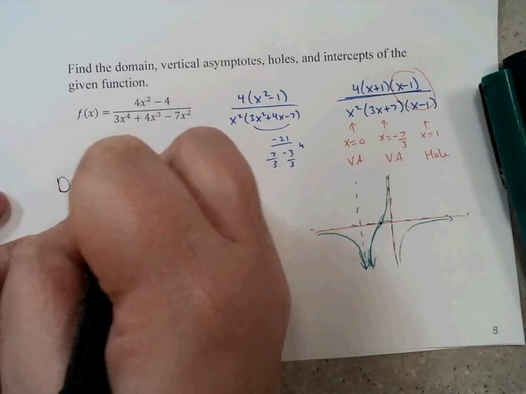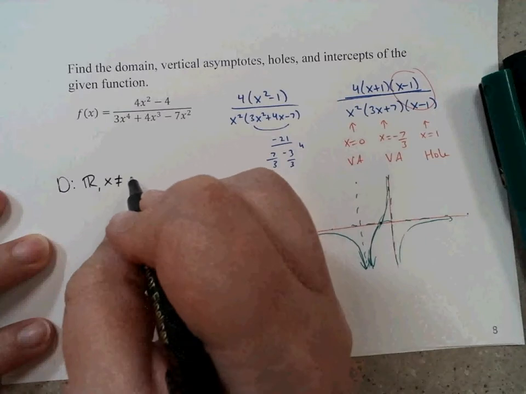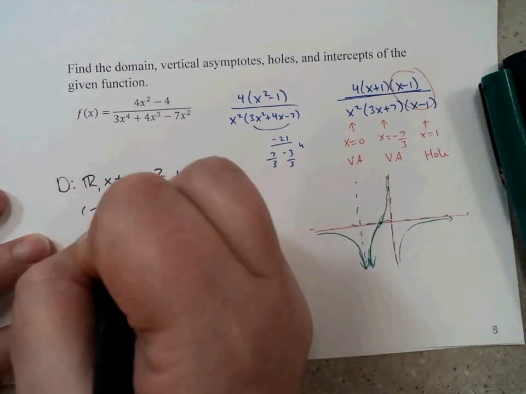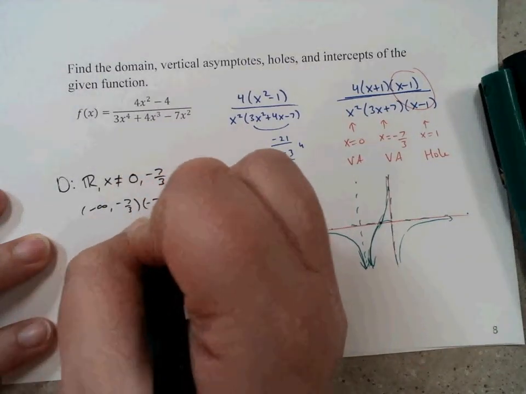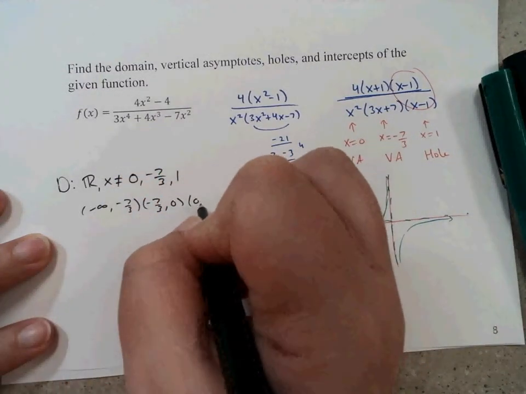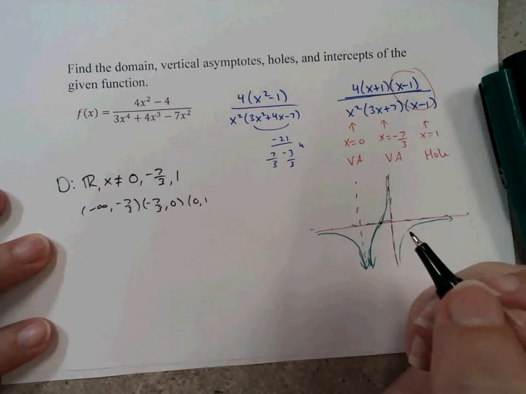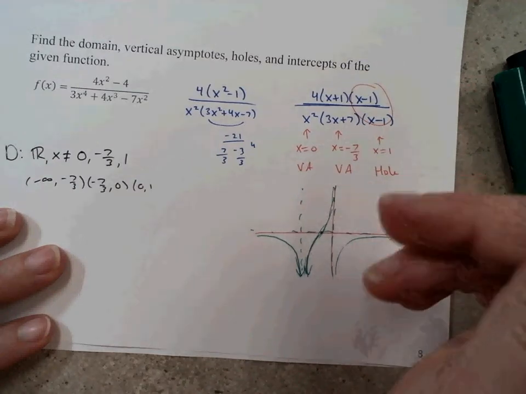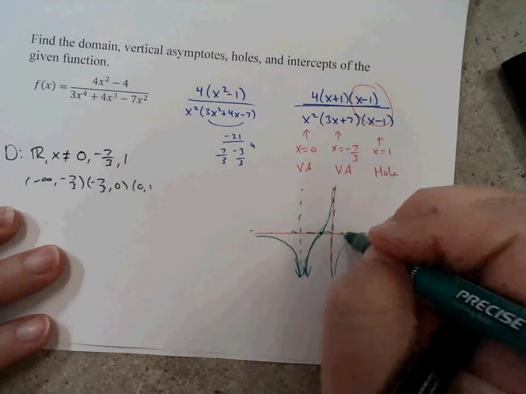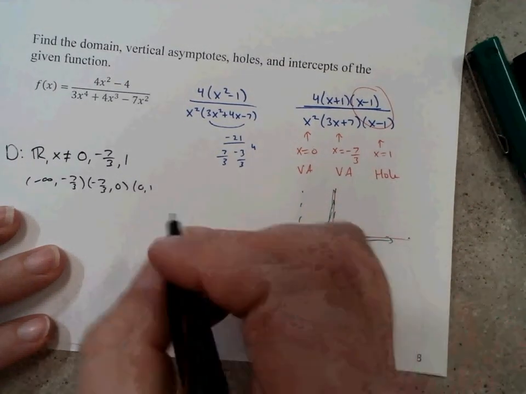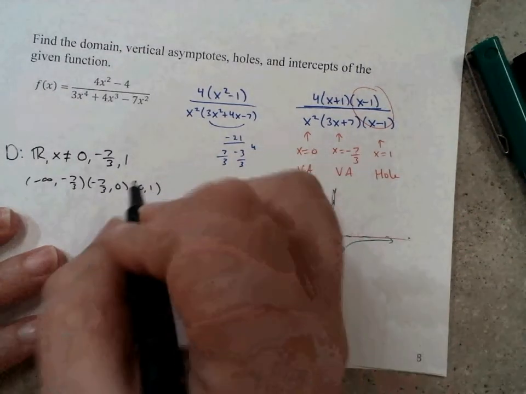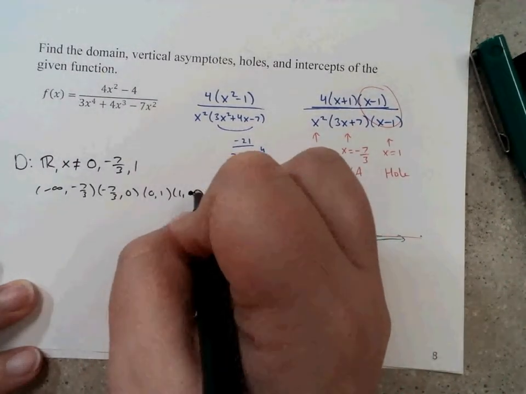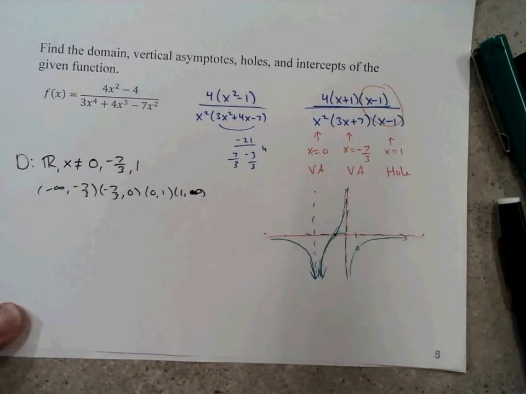Domain. All real numbers except 0, -7/3, and 1, or -infinity to -7/3, -7/3 to 0, 0 to... did I say... Oh, -1. Oh, duh, there's a hole in the graph at 1. Okay, not -1. And 1 to infinity. Okay, that was terrible.